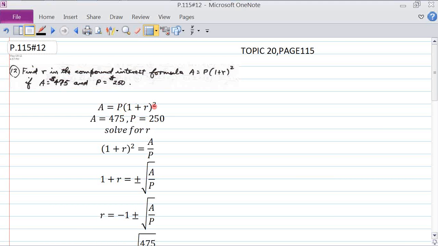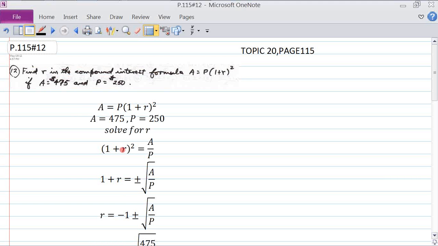So the first thing we do is take this equation right here, and we divide both sides by p, in which case we get a over p, which is this side, and here p times 1 plus r squared divided by p. The p's will cancel, and I'll just be left with 1 plus r squared, because I want the unknown to be on the left hand side, and r is the unknown. We have to find r.